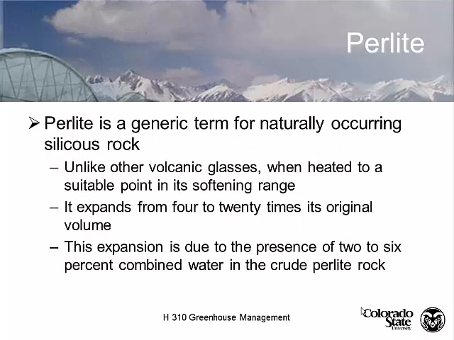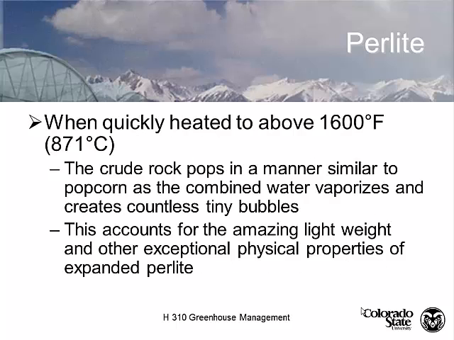Perlite is another quarried material. It's a silicaceous rock material, and when it's ground up and harvested, it's heated to the point where it expands like popcorn because there's a little bit of water in it. The crude perlite rock, when it pops, extends about 2 to 6% of the water that's in there, makes it pop open like a piece of popcorn, makes it light, and it's heated to 1600 degrees Fahrenheit. The water vaporizes, and this makes it very lightweight and also very sterile.